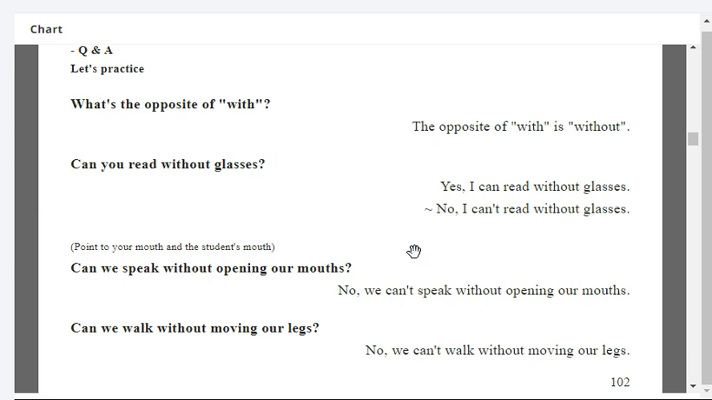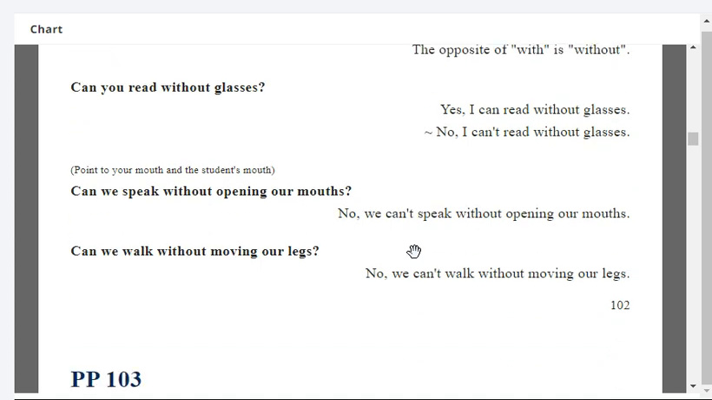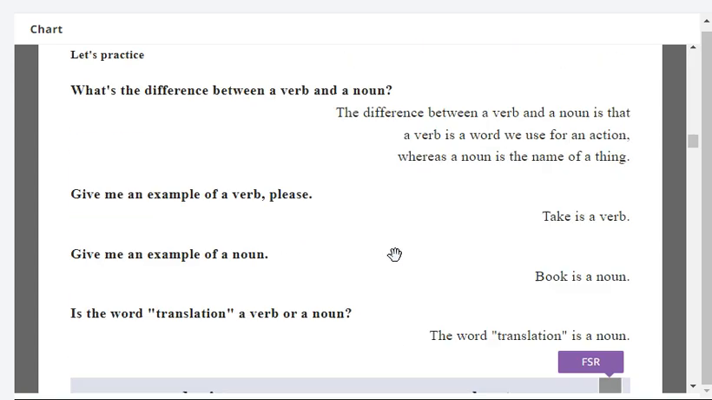Can you read without glasses? Yes or no? Yes, I can read without glasses. Can we speak without opening our mouths? No, we can't speak without opening our mouths. Can we walk without moving our legs? No, we can't walk without moving our legs. Very good.